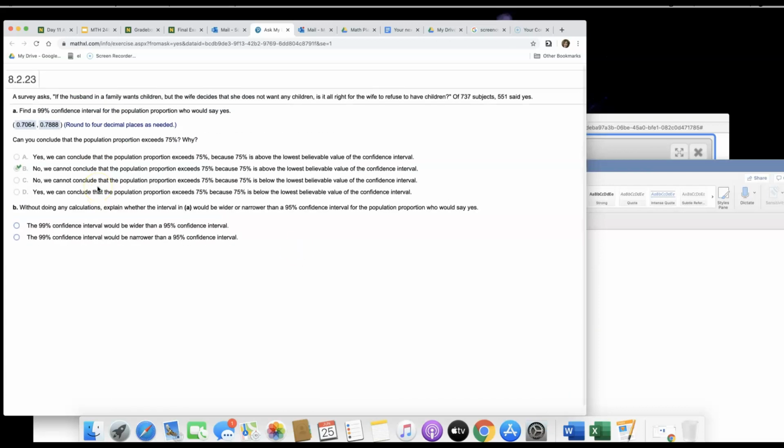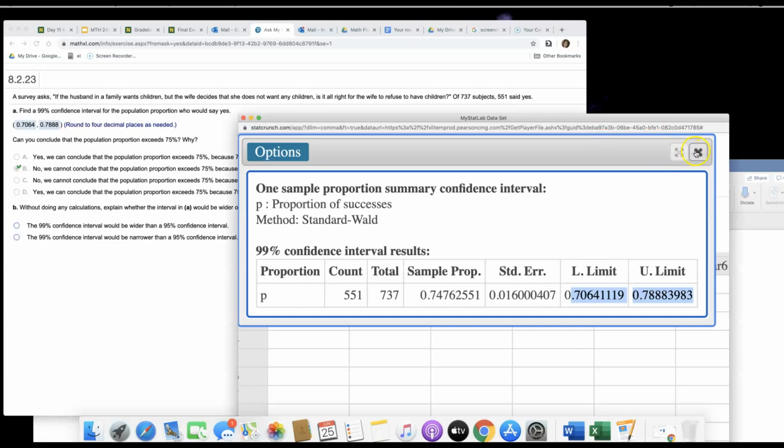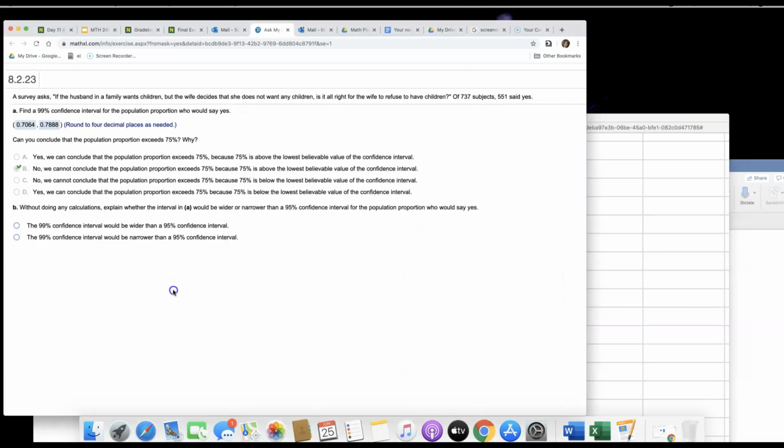And without doing any calculation, they said explain whether the interval in A would be wider or narrower than a 95% confidence interval for the population proportion who would say yes. Now, this is a type of question that I asked on data assignment 4. Remember we talked about how the confidence level and the margin of error are related, right? So this one was 99% confident that we calculated, but if you want to go down on the confidence level a little bit, you're going to be a little less confident, but that means your margin of error will be a little bit smaller. Now, if you're not sure, you can definitely do another confidence interval. Why not? But the relationship goes like this.